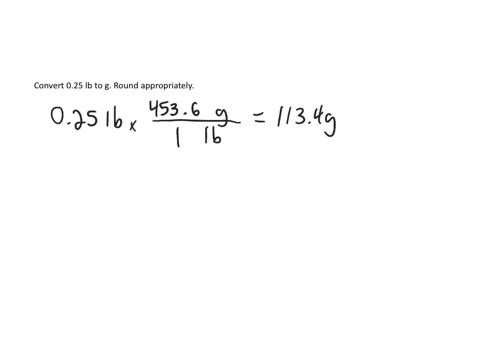Now we're going to convert 0.25 pounds to grams. So we want grams on top, pounds on the bottom, and if you look up on your conversion tables, there is 453.6 grams to 1 pound. Multiplying this, we get 113.4 grams, but we have to round to 2 significant digits, giving us 110 grams.